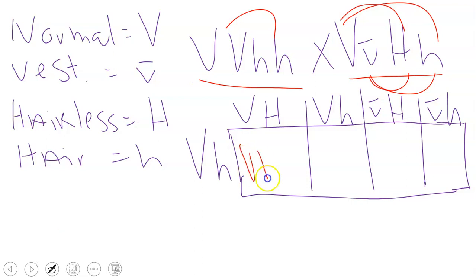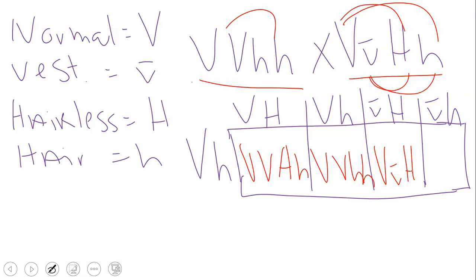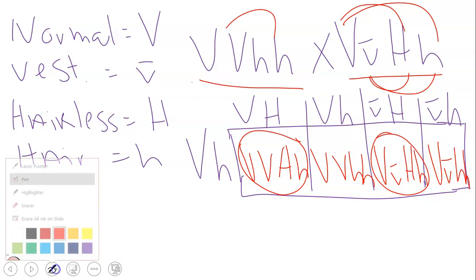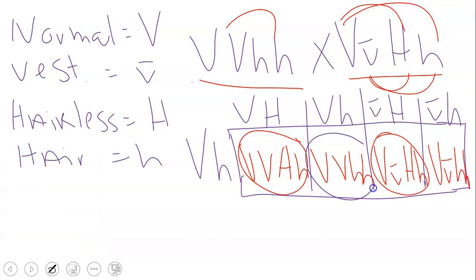So this first box will be big V, big H, little h. Okay, so that offspring will be normal winged and hairless. The next one will be big V, little h, little h. So again, normal but hairy. Big V, big H, little h. Normal, hairless. So these two have the same phenotype so far. And my last one would be big V, little h, little h. Okay, and so these two here and here are both going to be normal, hairy.